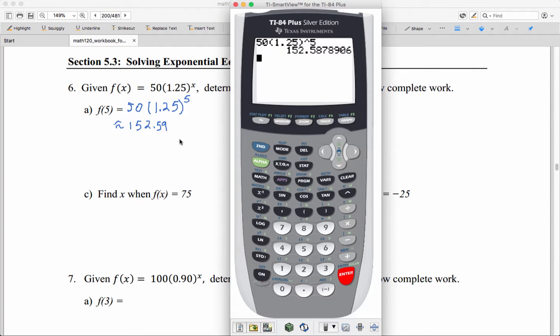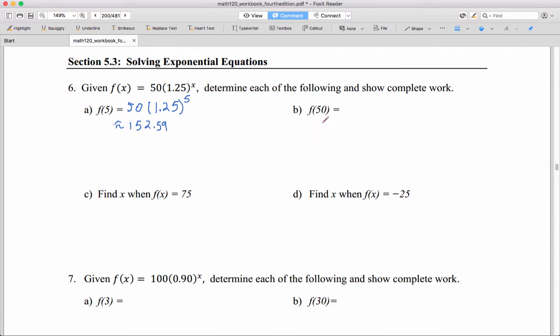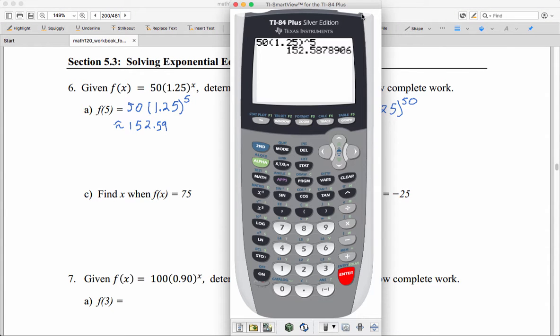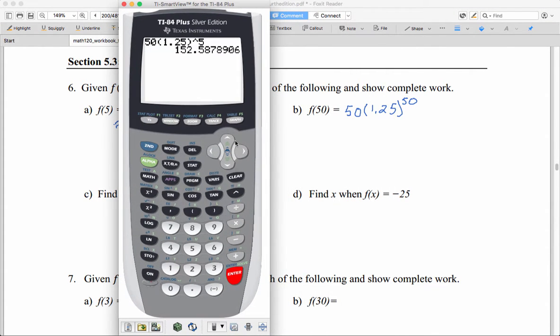Okay, so that takes care of that one. That's part A. Let's take a look at part B. They want to know f of 50. So f of 50 is going to be 50 times 1.25 raised to the 50th power. Let's get our calculator out again and do that. So 50 parentheses 1.25, close the parentheses, raised to the 50th power.